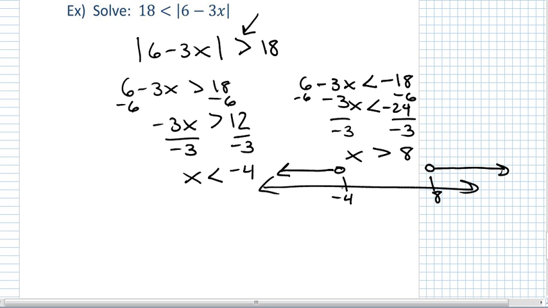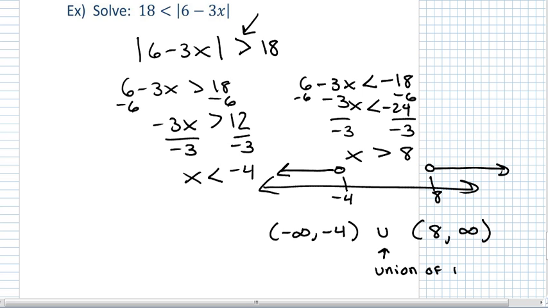So when we write this as an interval, we actually have two intervals. We have all the answers that are less than negative 4, which go from negative infinity to negative 4. And we have all the answers that are greater than 8. So 8 is the less one, and it goes to positive infinity. And we put a U in between to say that it could be in either set. This U means union of two sets. Basically, our answer is in either or. It's the union of those.